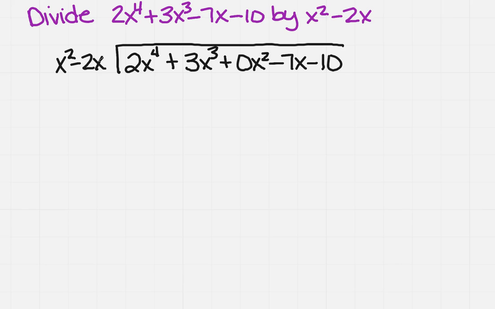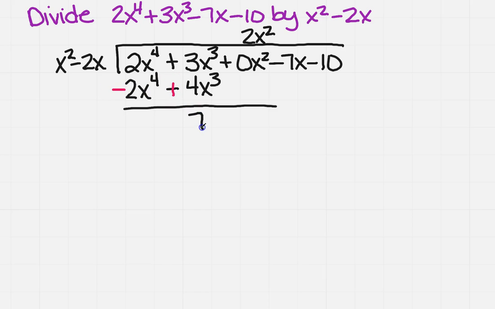So what I need to do now is exactly what I've done in all the other problems. I've got x squared times what gives me 2x to the fourth? Well, it's going to be 2x squared. Remember to put that above that placeholder term that we've got here. So that's going to give me 2x to the fourth minus 4x cubed. Remember, we're going to subtract. So this becomes a minus, this becomes a plus, and that leaves me with 7x cubed.